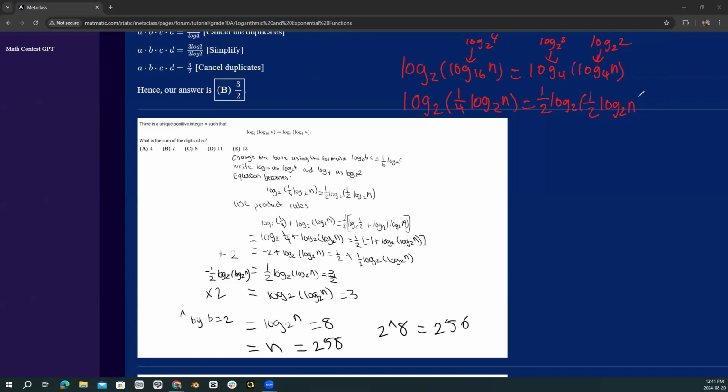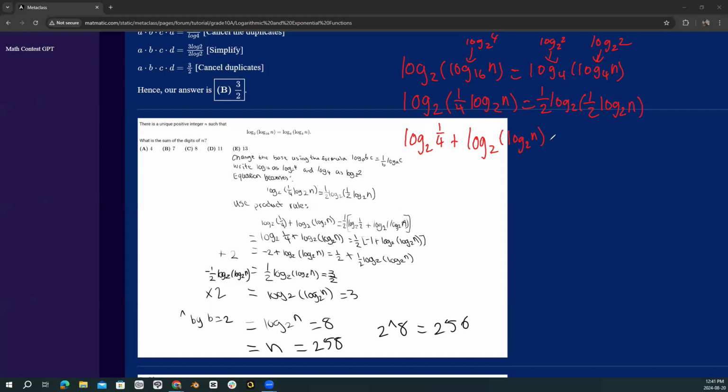Okay, so now we have our rewritten equation. We can start simplifying and using the logarithmic rules. First we can use the product rule to separate everything that's inside of the brackets, so that our equation would become log 2 of 1 over 4 plus log 2 of log 2n.